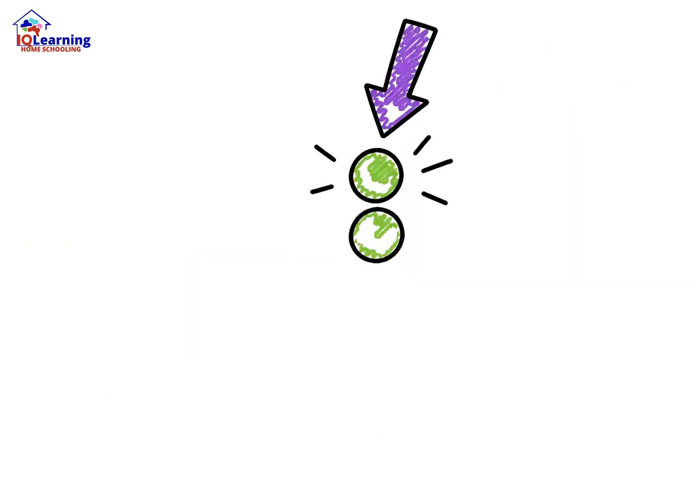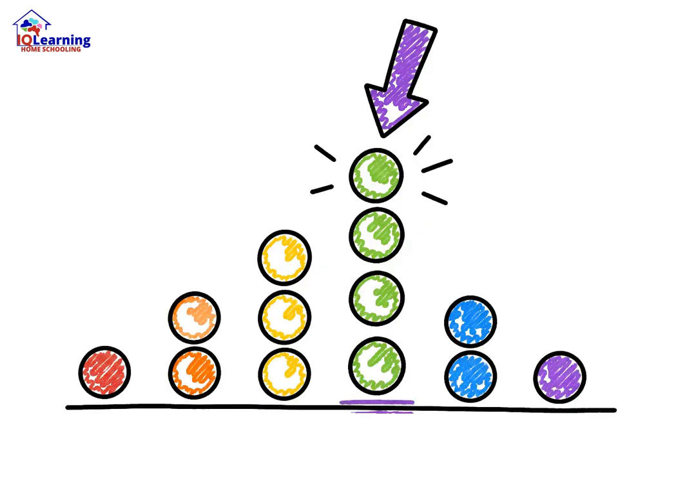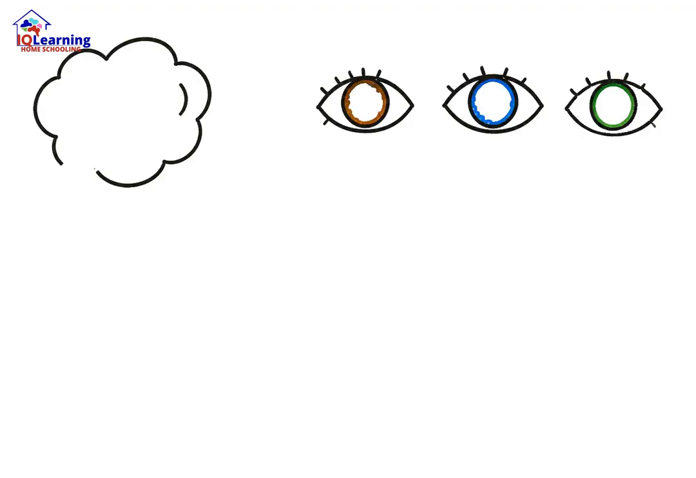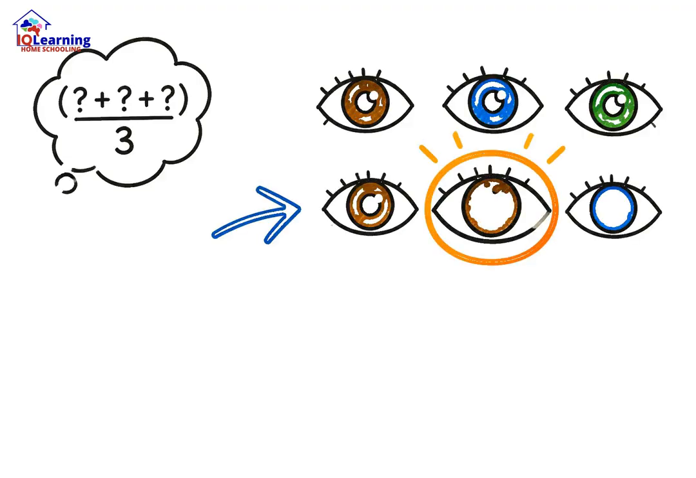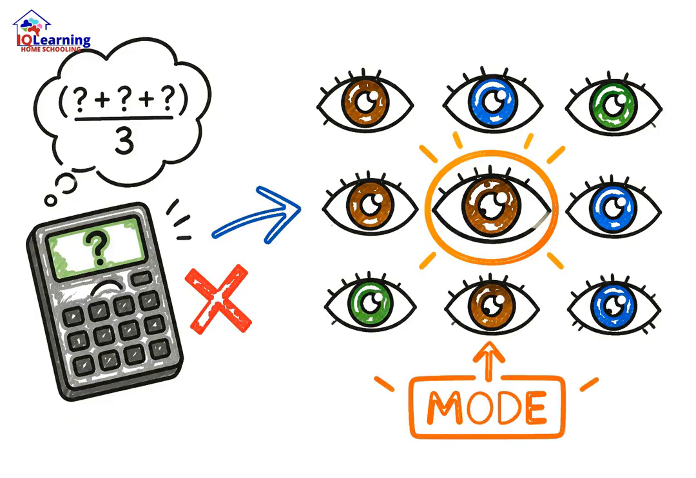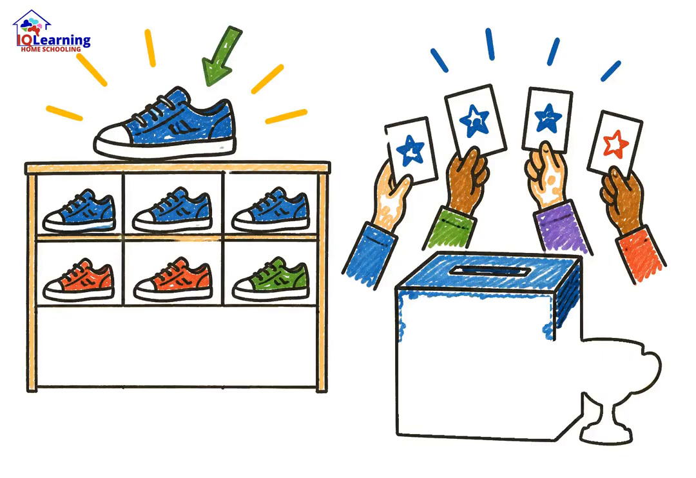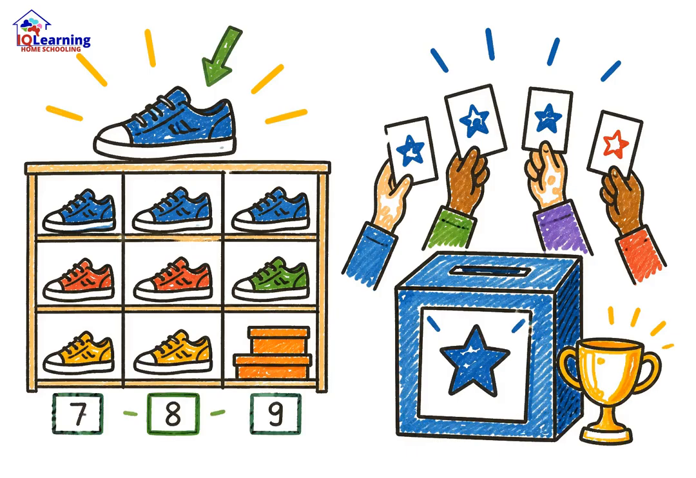Finally, there's the mode. This is the simplest of all. It's just the value that appears most often. The mode is the only tool that works for things that aren't numbers. You can't calculate the average eye color, but you can find the mode, the most common one. It's perfect for inventory, like stocking the most popular shoe size, or for figuring out the winner of a vote.